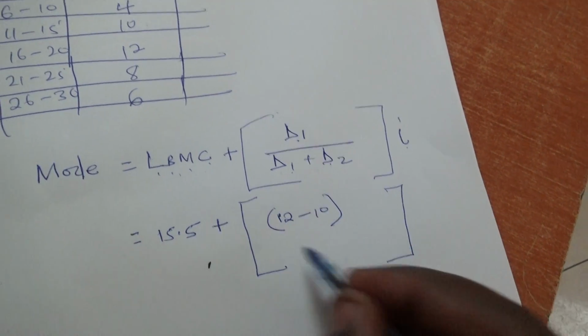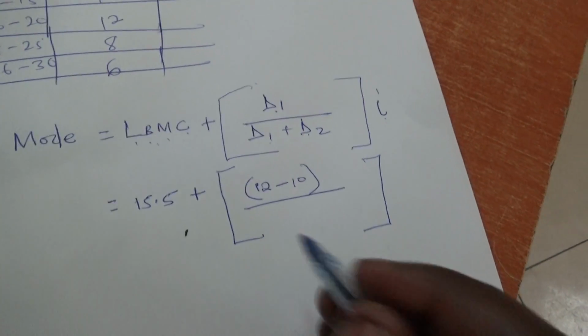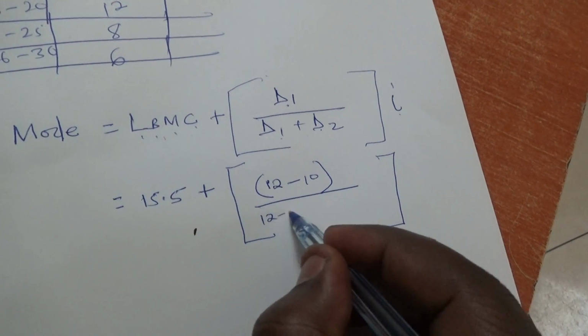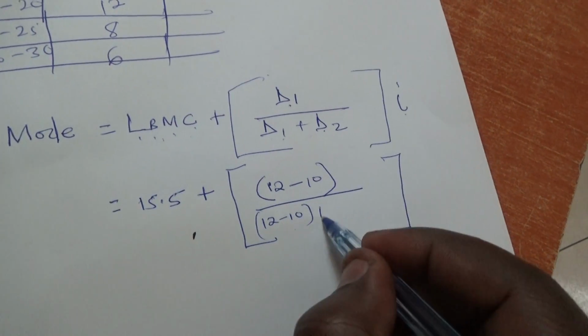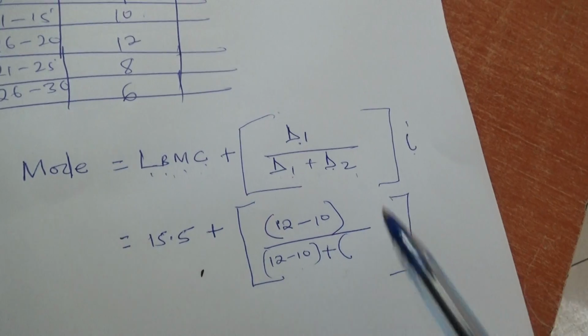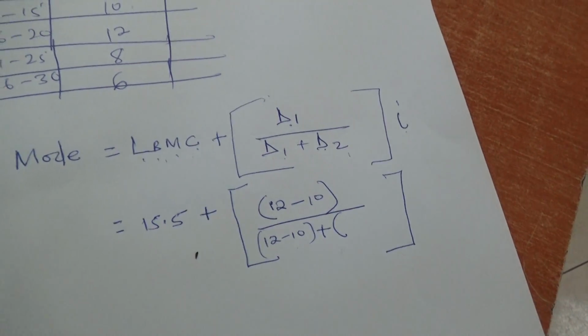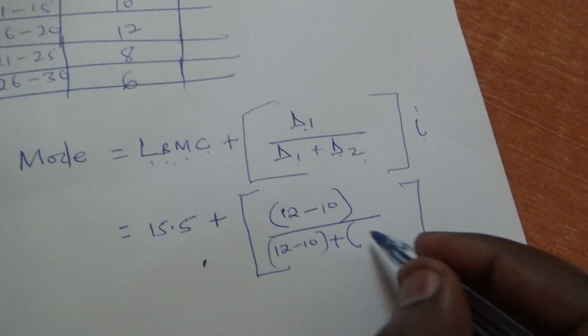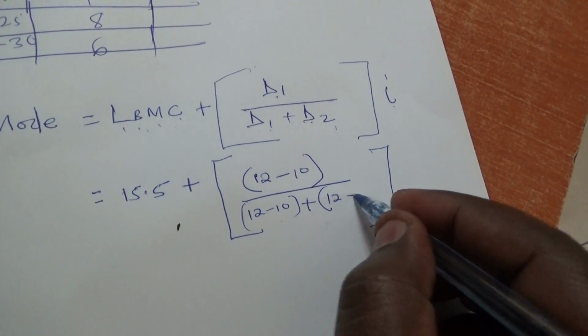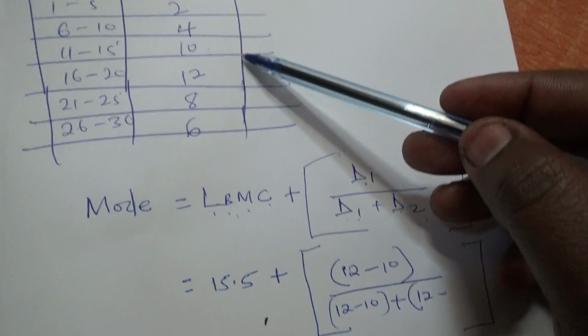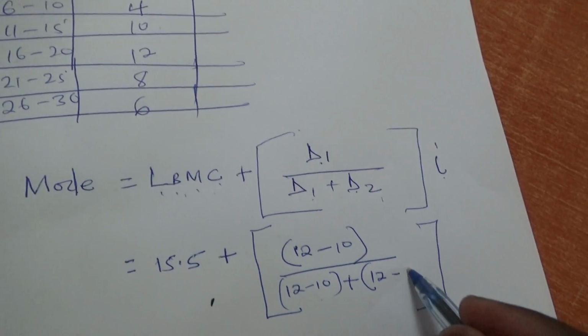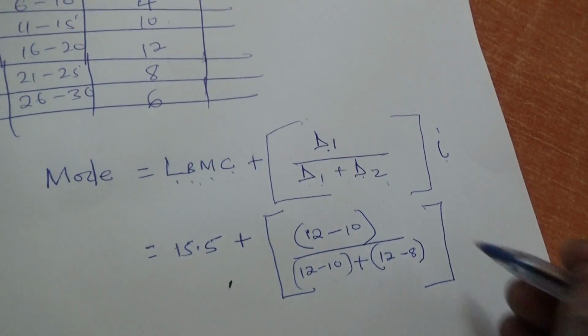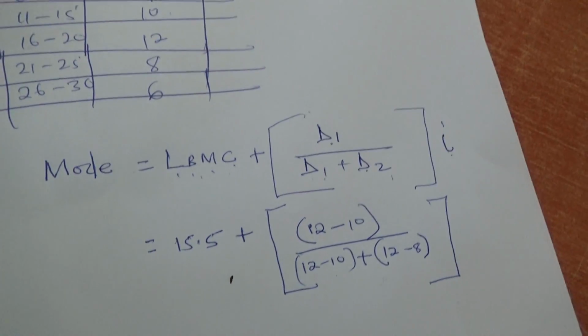All right, over the d1, which again is 12 minus 10, plus d2, which is the modal frequency minus the frequency immediately below it. So it is going to be 12 minus the frequency immediately below 12, which is 8. So it's minus 8. And then we have the i, which is the class interval.